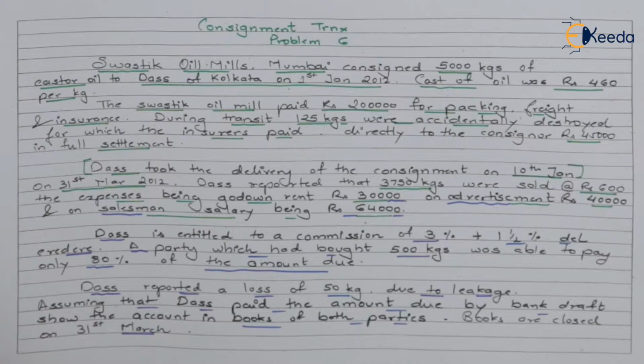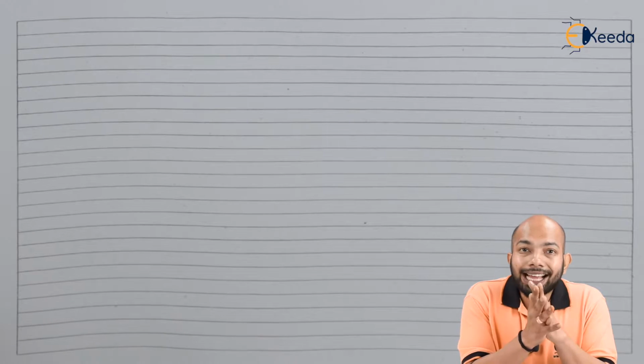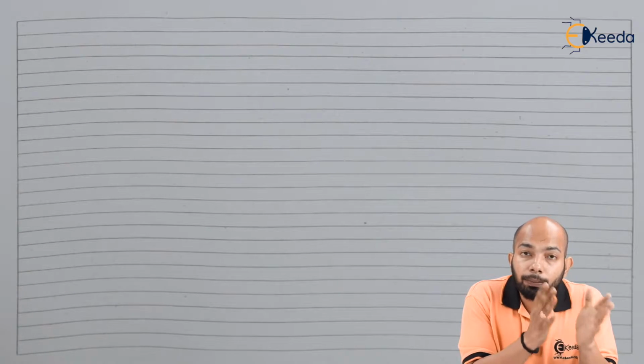So we have to prepare the accounts in the books of both the parties, and then figure out the standing of profit and loss in both of their accounts. Let's start with the working note and understand how to go ahead with the calculation and preparation of these accounts. The first calculation that we'll be doing is the calculation of abnormal loss.